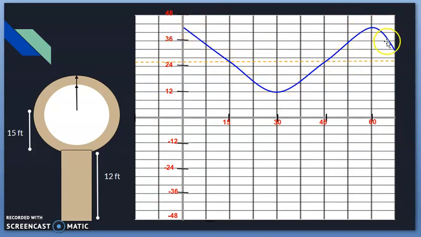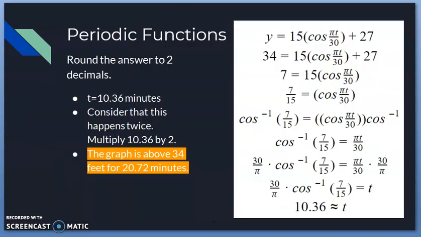If we hand draw it here, again, y is the height, x is the amount of minutes that passed. So knowing this, we now have to set the equation equal to 34 to find out how long the tip of the minute hand is above 34 feet. So if we set up our equation, we again have y equals 15 cosine(πt/30) plus 27.